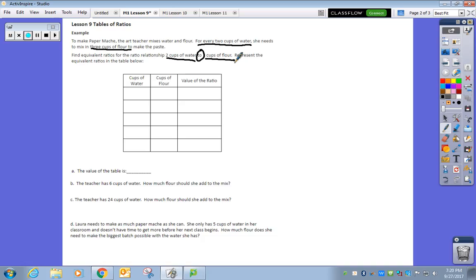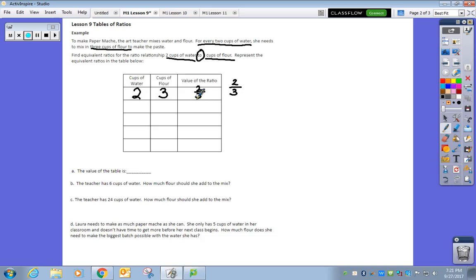Represent the equivalent ratios in the table below. So for the first row, what we're going to put in is 2 cups of water to 3 cups of flour, just what the example tells us. We are then going to find the value of this ratio. So it's a 2 to 3 ratio, which we would write as a fraction if we're finding its value, and then put it in simplest form. 2 and 3 do not have a common factor besides 1, so that would be the value of the ratio, 2/3.